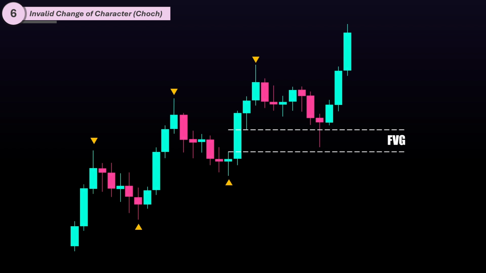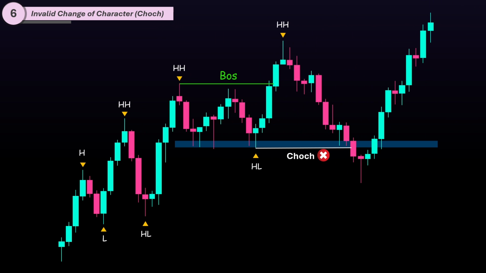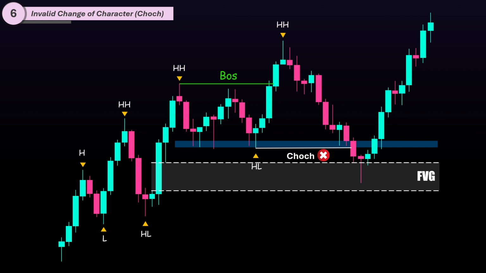Now here's where it gets interesting. Let's go back to the earlier example. Look closely at the left-hand side and you'll spot an unmitigated fair value gap sitting just below the major swing low. In scenarios like this, price often retraces to the FVG zone to fill the gap. This pullback doesn't indicate a true reversal. It's simply the market rebalancing itself.